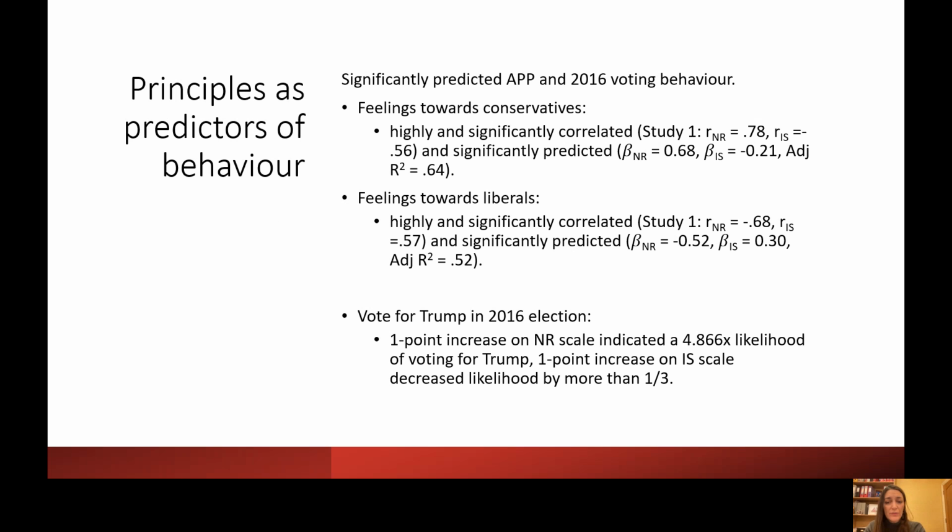The contribution of national reverence and individual support to the prediction of affective political polarization and voting behavior was significant and substantial. Even in feelings towards liberals that you see in the middle of the page here, the national reverence principle dominates with higher correlations in betas. And in the vote for Trump at the bottom of the page, we found an almost 5 times odds ratio, so a very strong association.